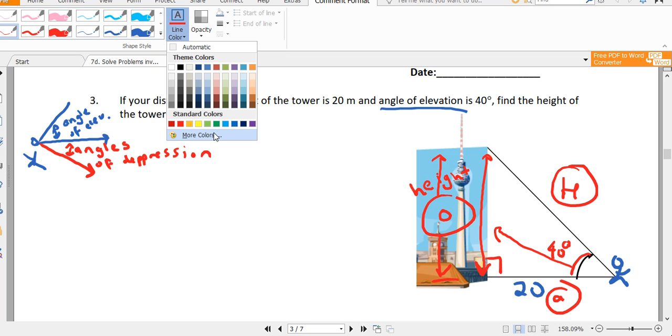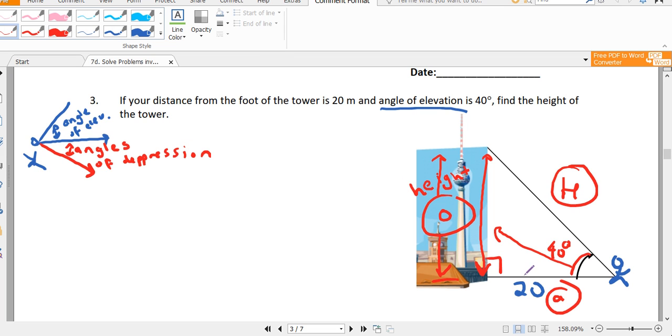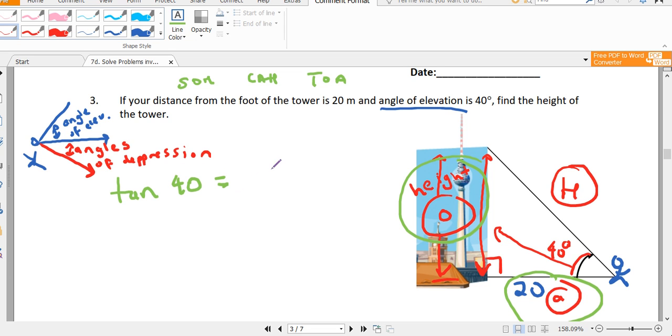Now, I'm going to do the same thing and ask myself, which side am I looking for? Well, I'm obviously looking for this side, the opposite side, and I have the adjacent side, and I have an angle. So which one has O and A? So SOHCAHTOA, I'm just going to write that at the top. Which one is O and A? Tan. So I'm going to say it's tan of 40 degrees equals opposite, which is going to be my height, over 20. Okay?